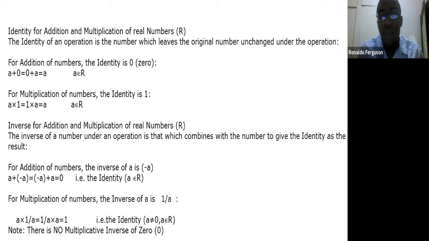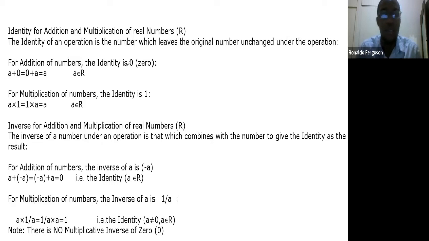And so the identity element of addition is, let's say we have some number A. Which number, when we add to A, we're still going to get back A? That number is 0. And so for addition of numbers under the real number system, the identity is 0. So addition identity is 0. For multiplication, the identity is 1. Which number, when you multiply by it, gives you back the original number? If the original number is x, x times what gives you x? That's 1. x times 1 equals x. And so we say that 1 is the multiplicative identity.